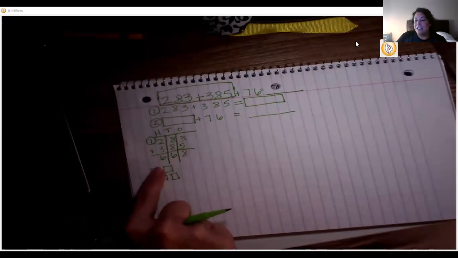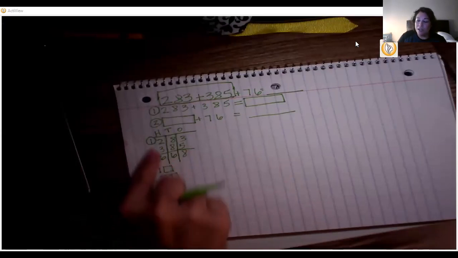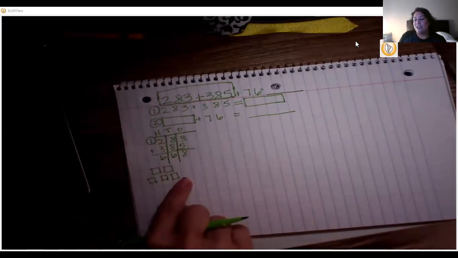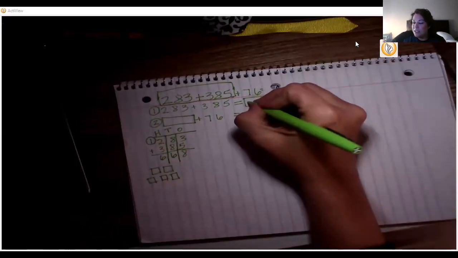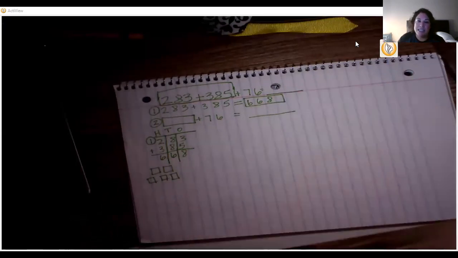So that's why I ended up with 600. But my answer is about right. This is an estimate when I'm looking at my original numbers and I'm estimating to see, do I have about the right answer? And I do have about the right answer here. So I'm going to record this number. I have 668 so far. Now remember, I haven't solved the whole problem yet.